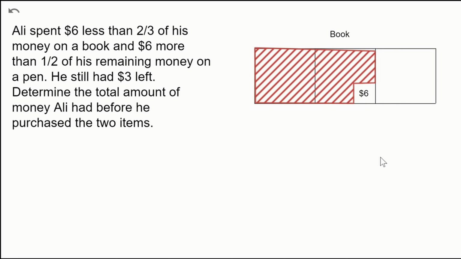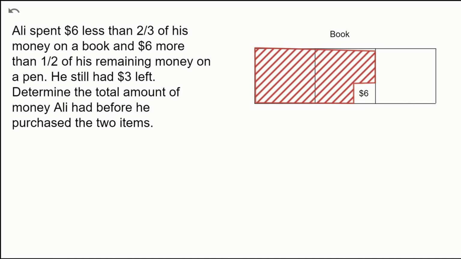There's one square missing from the 2/3 because we know that Ali spent $6 less than 2/3 and not the complete 2/3. The white space remaining, the $6 and the other third, will represent the amount of money Ali had after his purchase. The second part of the first sentence says that he spent $6 more than 1/2 of his remaining money on a pen.